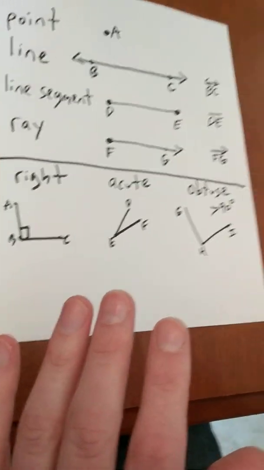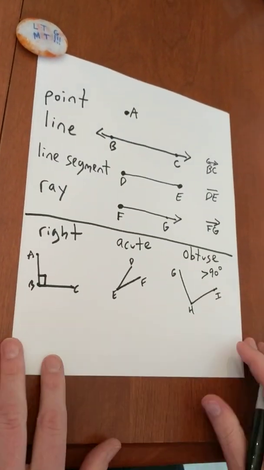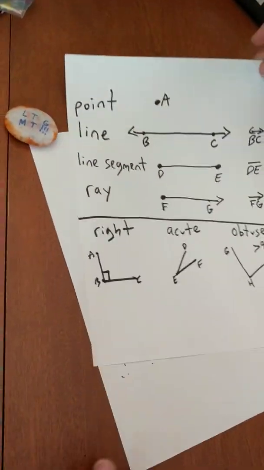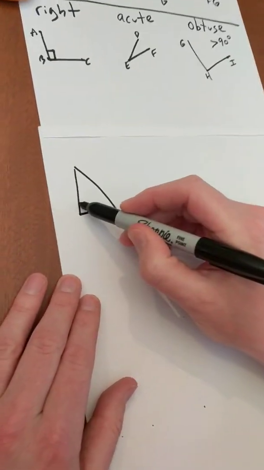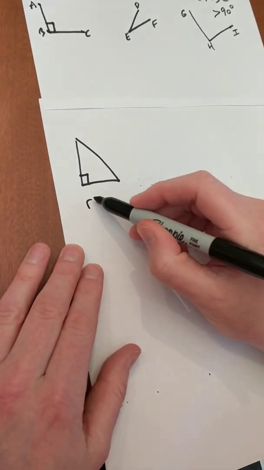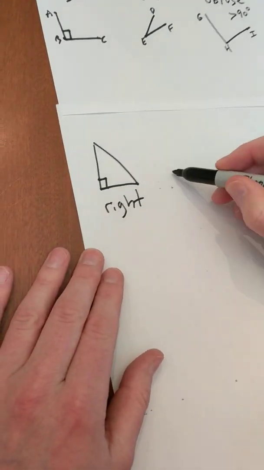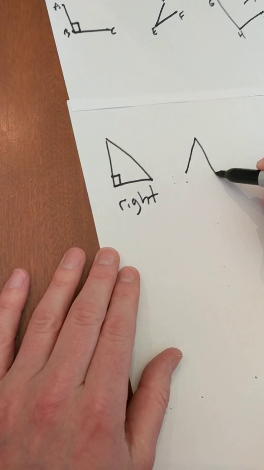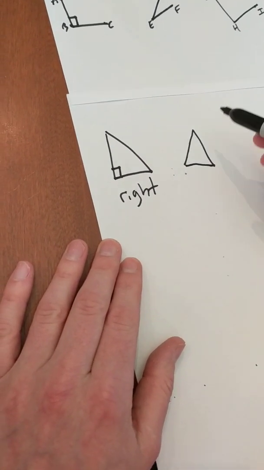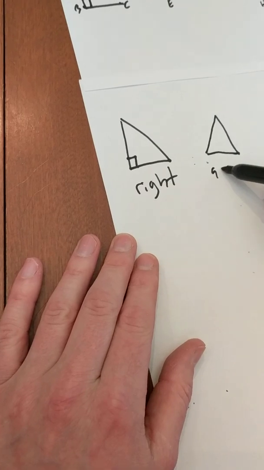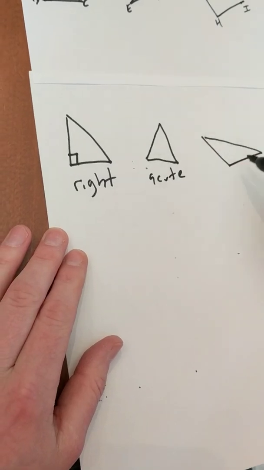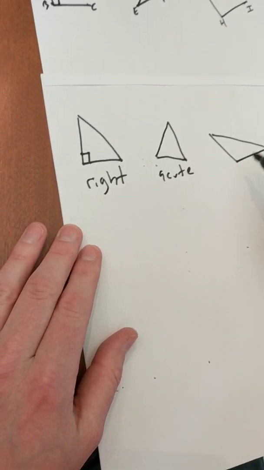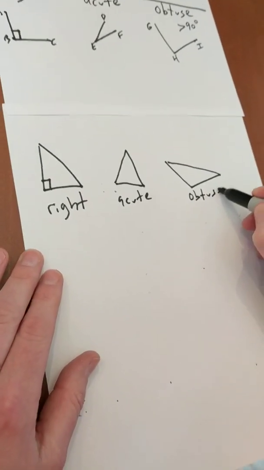So if you know right, acute, and obtuse, you can also identify triangles. Triangles are a shape that have 3 sides. So if your triangle has a right angle, that is called a right triangle. If a triangle has all acute angles, 3 acute angles, it will be called an acute triangle. And if your triangle has one obtuse angle, it's going to be called an obtuse triangle.